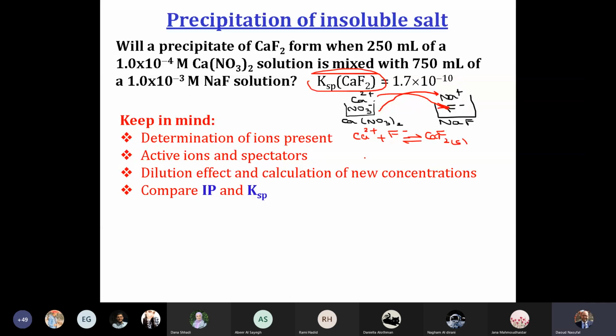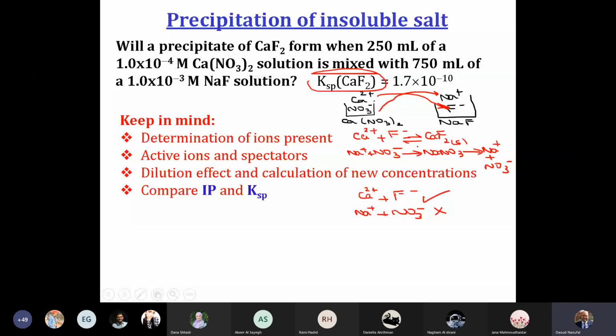The second is Na plus and NO3 minus. That will give NaNO3. We don't have a KSP of NaNO3. So NaNO3 is a strong electrolyte that will redissociate to Na plus and NO3 minus. So we have a reaction, Ca2 plus with F minus. For Na plus and NO3 minus, we don't have a reaction. So we determine our reaction.